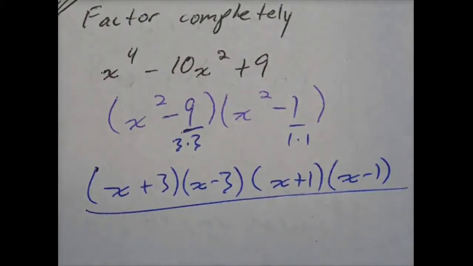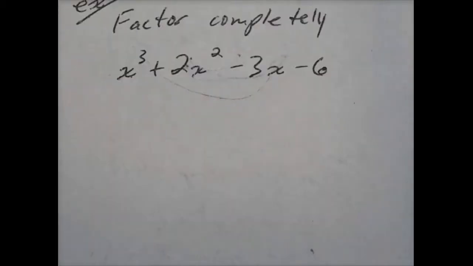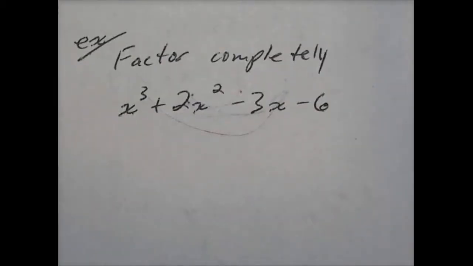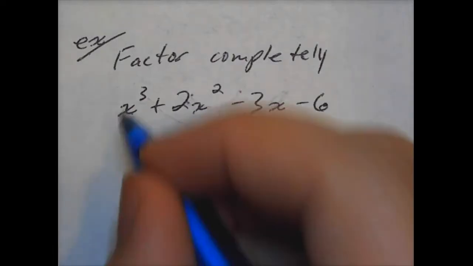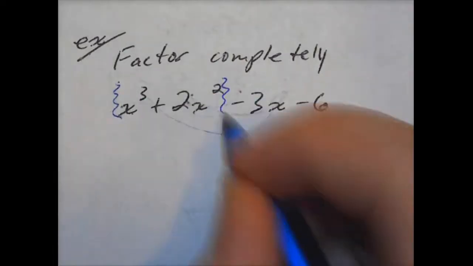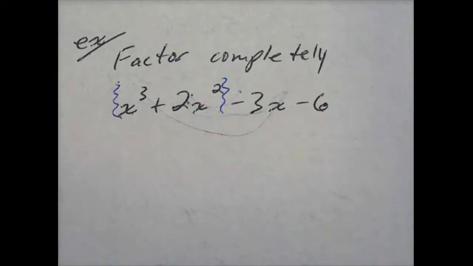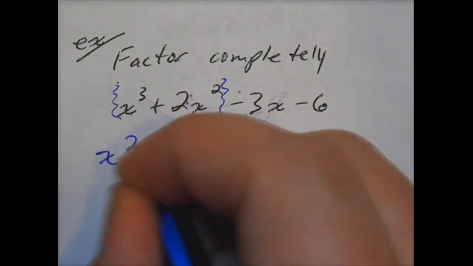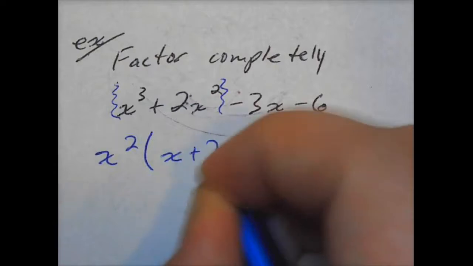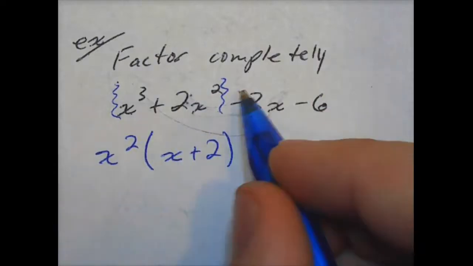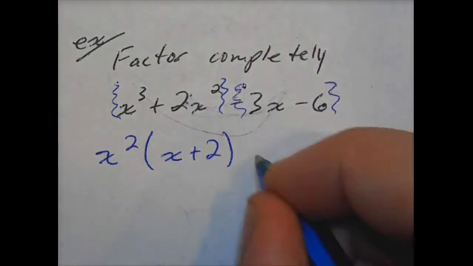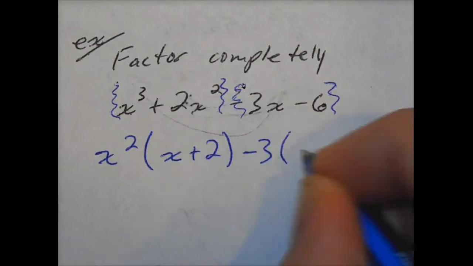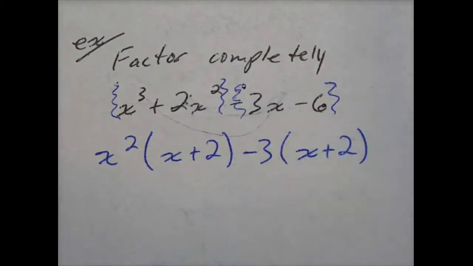That is factored completely. All right, the next kind of special case that we're going to be looking at is something like this. It's kind of a pain when we have that x to the third. So we do something called factoring by grouping. If we look at these in individual segments, x to the third plus 2x squared, they have an x squared in common. So if I factor out x squared, I'm left with x plus 2. Then if I look at negative 3x minus 6, they have a negative 3 in common. If I factor that out, I end up with x plus 2.